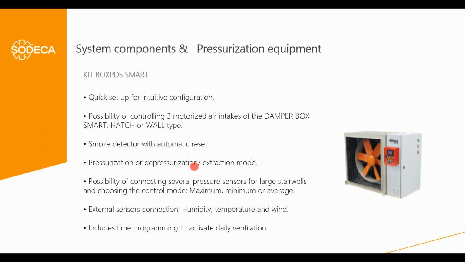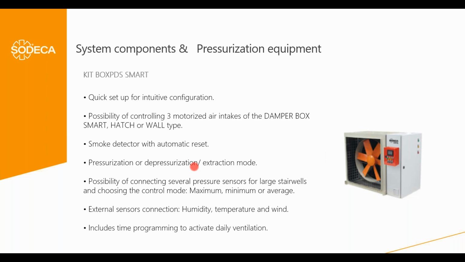We have the possibility of connecting several pressure sensors for a large staircase, choosing the mode of control: maximum, minimum, or average. We can control external sensors, like reading the humidity, temperature, and wind. For instance, we had a project in a warehouse for food, where they have refrigerated rooms, and a corridor close to these refrigerated rooms. Due to the low temperature, they have condensation on these corridors, and then they use this pressure differential system, not for pressurization during the fire.